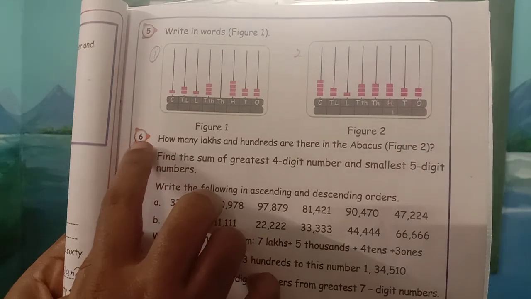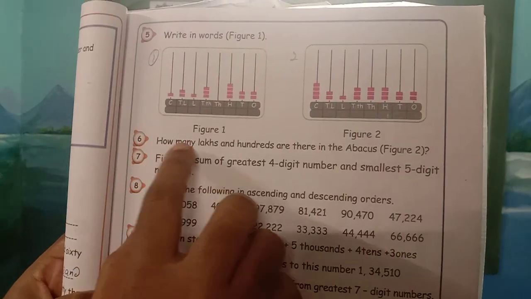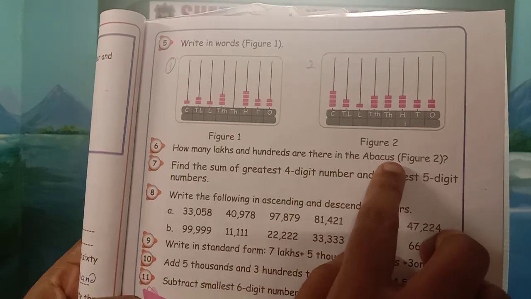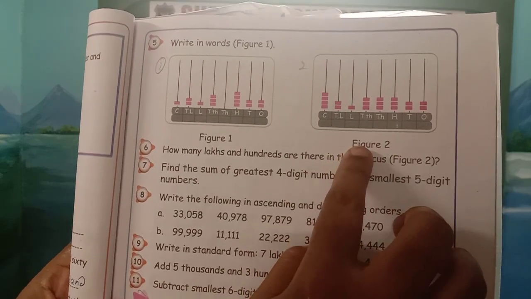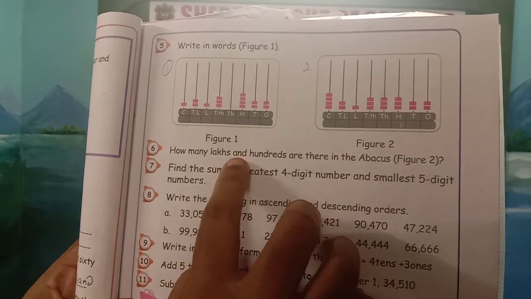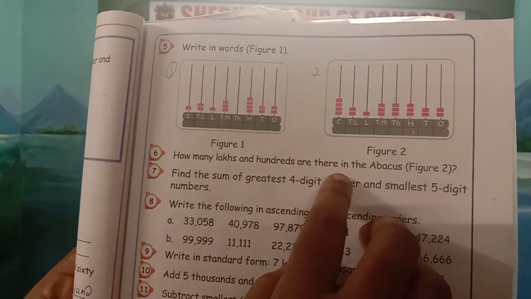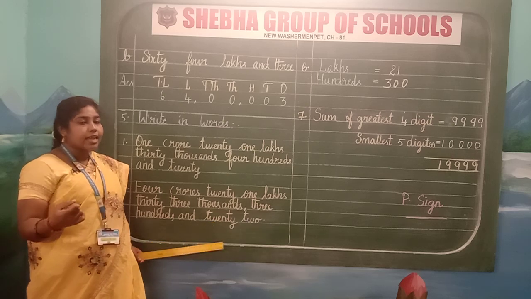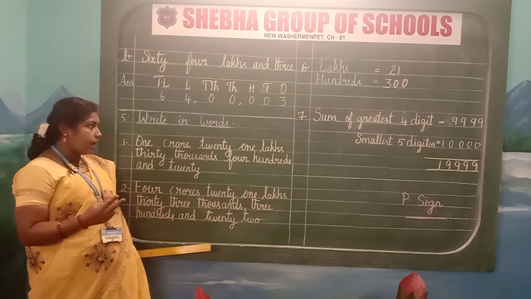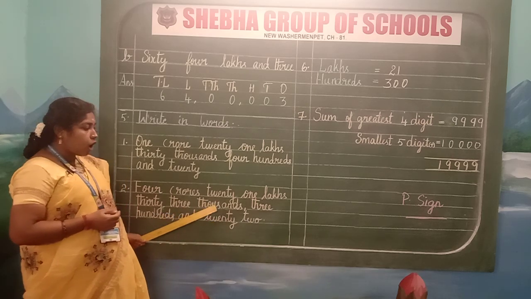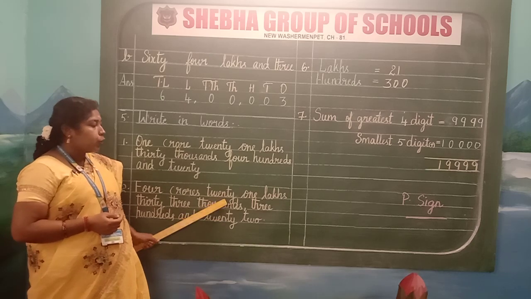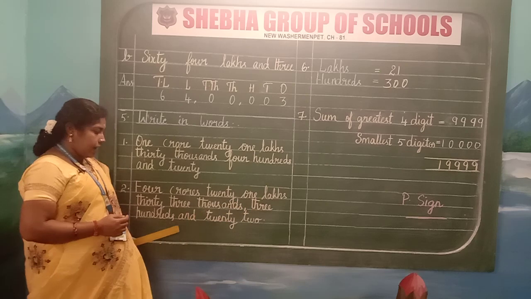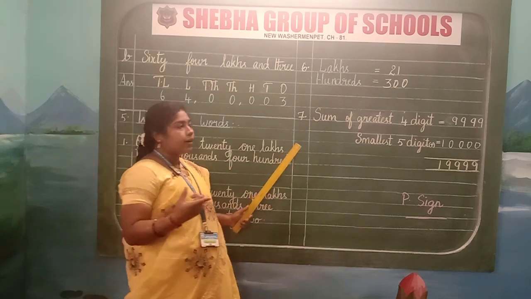Students, now look at the 6th question, children. How many lakhs and hundreds are there in the abacus? That is figure 2. We are going to write the lakhs and hundreds. Now let us see the answer. They are asking for the figure 2 lakhs and hundreds. So in figure 2, how many lakhs we have written? 21 lakhs. How many hundreds, children? 300. So now we are going to write the answer.